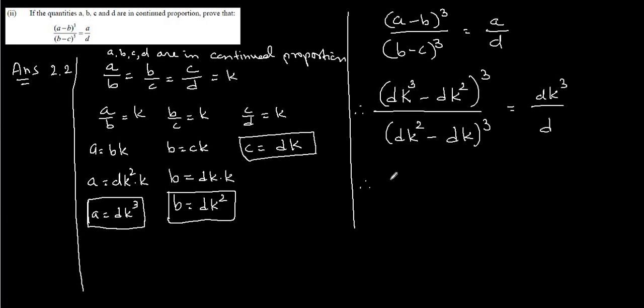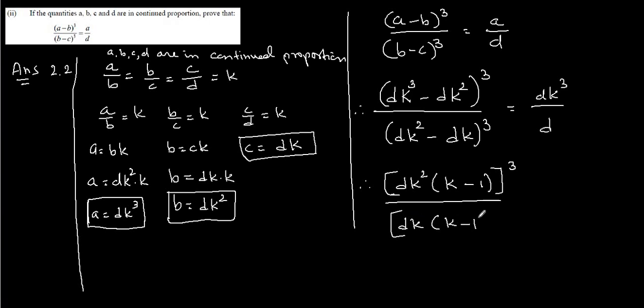So here if you see, we get D and K common. So what is common here? So make a big bracket, and D is common and K square is common. Bracket, what is going to remain inside? K is going to remain inside, and minus 1 is going to remain inside, and here it is going to be cube upon, here what is common? dk is common. So what you are going to have? K minus 1 and whole cube is equal to, here dk cube upon D.